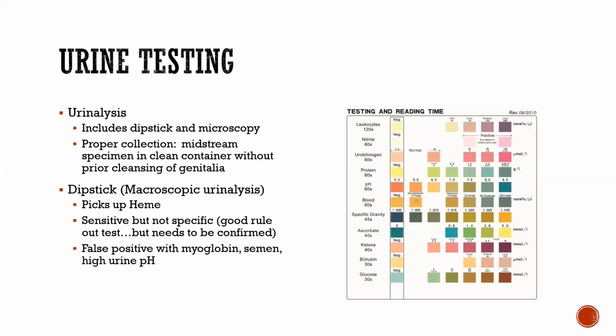It is a sensitive test, which means it's a good rule-out test. If there is true microscopic hematuria, a negative dipstick should rule that out. But it's not specific, as we said, because there's a number of things that can cause a false positive, so it needs to be confirmed with microscopy. Next slide.